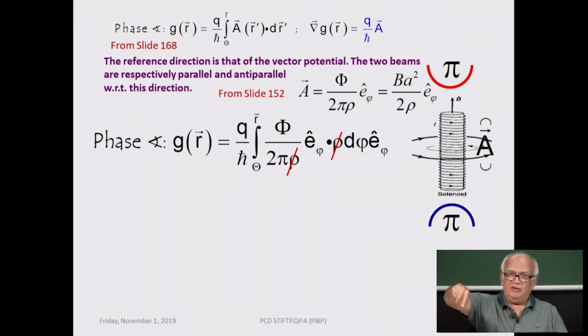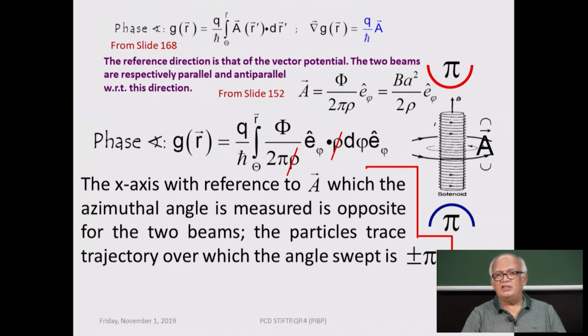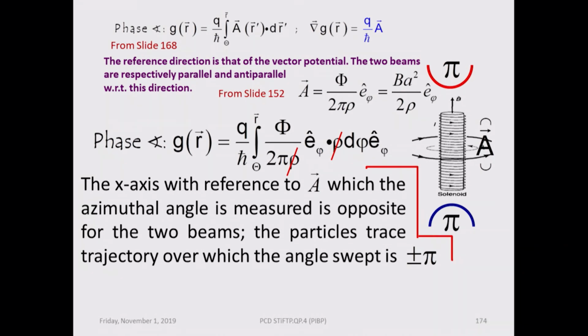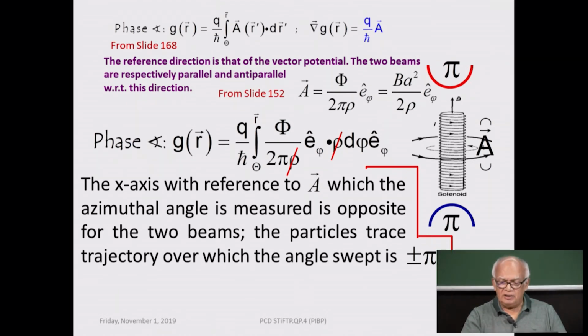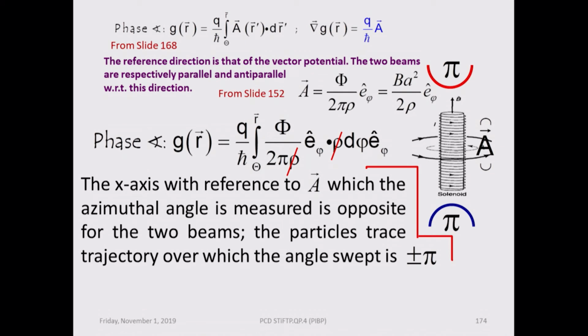over the semicircle in the front and the semicircle on the back, and that will turn out to be plus or minus pi. It is going on the semicircle, so it will be plus or minus pi. So the particles trace trajectories over which the angle which is swept is plus or minus pi.